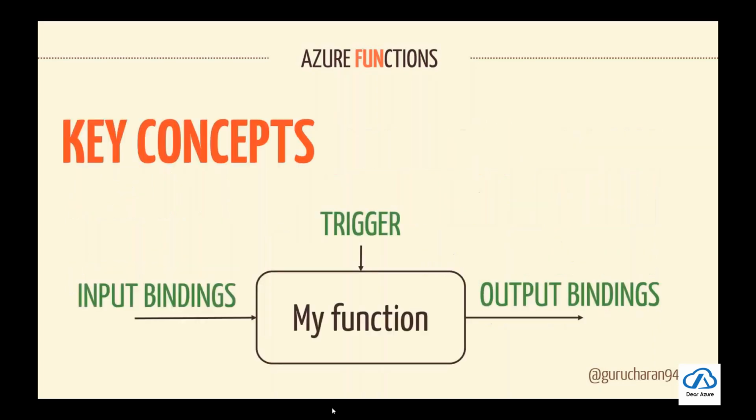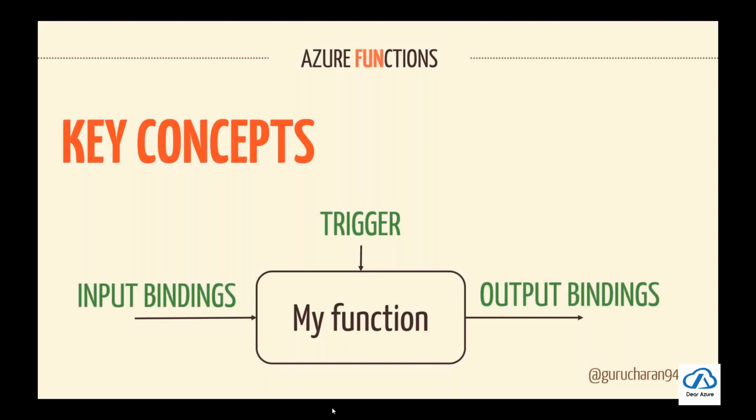So before I show you anything advanced on serverless, let me take some time to explain the basic concepts behind serverless computing, at least on Azure. So every Azure function has three things. There is a function app which you can run in the serverless plan. Every function app has multiple Azure functions, and each function has a trigger, an input binding, and an output binding. So what is a trigger?